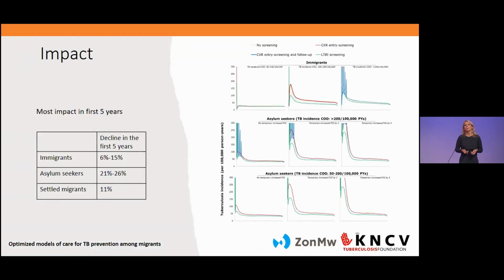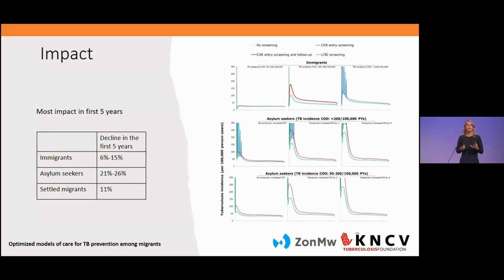For the impact, we found that the impact of LTBI screening on the TB incidence in the Netherlands is greatest in the first 5 years after the screening. However, when you look at the trend over a period of 20 years, we see that the impact of LTBI screening compared to chest X-ray screening is limited.